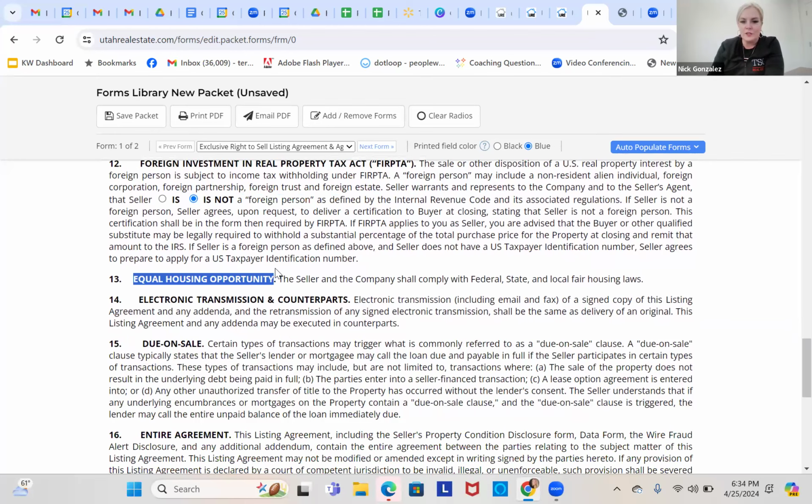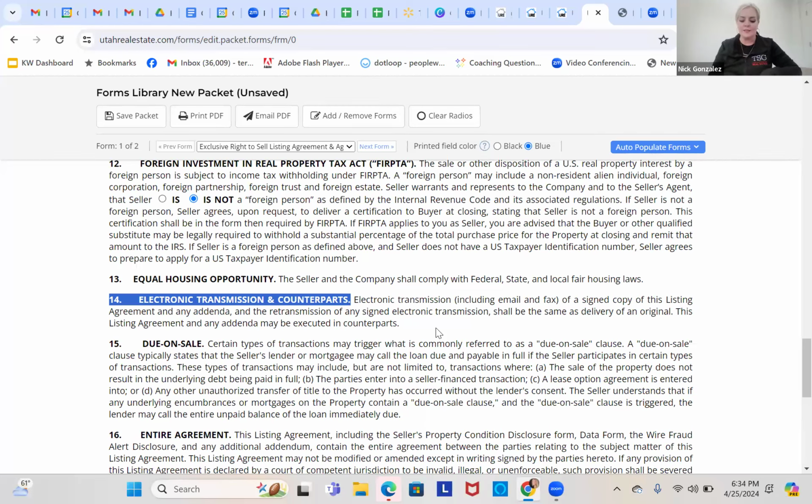Equal housing. So I just basically say we do not discriminate. We will comply with all federal, state, and local fair housing laws. Electronic transmission and counterparts. So this just says anything electronic that we do, including email, fax, signing through any kind of electronic signature program is okay. And counterparts are also okay. Basically, a counterpart is if we were to send one document to a seller and to a husband and maybe the other document to a wife, and they sign 2 pages separately, but it's the exact same page, that's a counterpart. So it becomes one document.